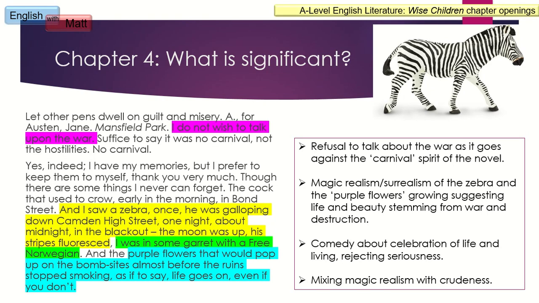You have also, like we were saying for chapter 3 in the green section, got some reference to crudeness and sex, because while there was a blackout and this zebra was running down the high street, Dora was having sex with a soldier in a garret somewhere. So again, you do have this mixing of magic realism and beauty with crudeness, bringing the tone, I suppose, back down to earth. So chapter 4 is kind of known as the war chapter.